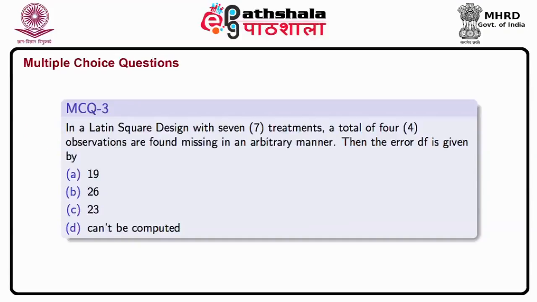So when we say it is a Latin square design with 7 treatments, we also automatically mean there are 7 rows, 7 columns and 7 treatments. And altogether there are 7 times 7, or 49 observations. If there are 49 observations, total degree of freedom is 48. From that you take out due to row, 7 minus 1, 6. Due to column, again 6. Due to treatment, again 6. So 3 times 6, 18 is gone. 48 minus 18, 30. So in a normal case scenario, Latin square design, error sum of squares will have degree of freedom 30. Now the question is, 4 observations are missing in an arbitrary manner.